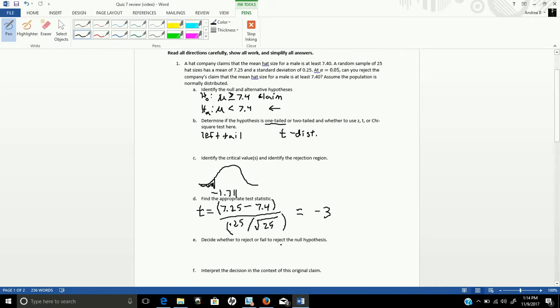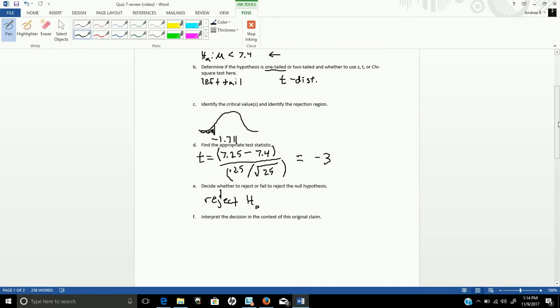So then to decide whether we're rejecting or failing to reject the null hypothesis, that depends on whether this test statistic falls in that rejection region or not. In this case, -3 is definitely less than -1.711. So that means that we reject our null hypothesis. If you want, you can just write H0 for your null hypothesis. You don't have to write it out in words, but certainly do say what it is you're rejecting. You're rejecting the null hypothesis, because there were two different hypotheses that we had to begin with.